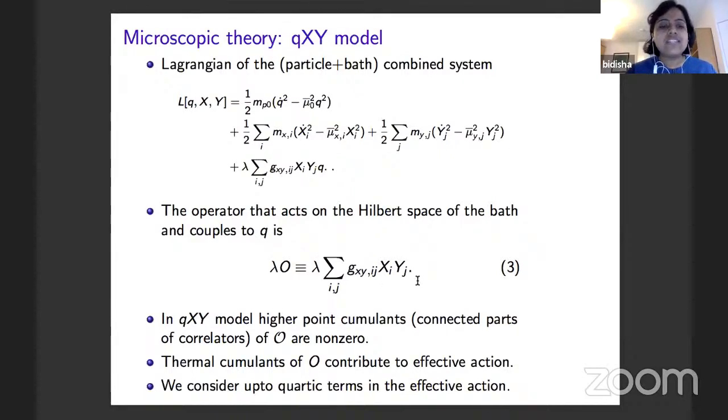In this QXY model, higher point connected parts of correlators of this bath operator will be non-zero, because in the microscopic theory you allow for a cubic interaction. So you can write down your effective theory order by order in lambda. Because of this microscopic theory, in the effective theory you have higher than second degree terms in Q. The thermal connected parts of correlators, which we call cumulants, will contribute to this effective action. And as I mentioned, we will consider up to quartic terms in the effective action. So this is the microscopic theory we started with.